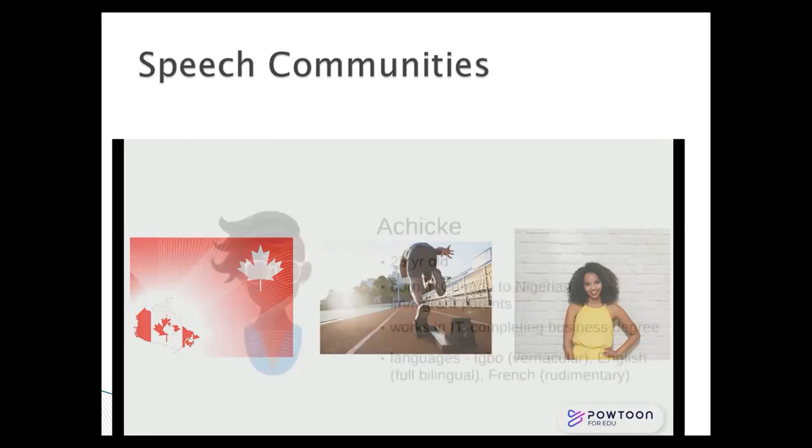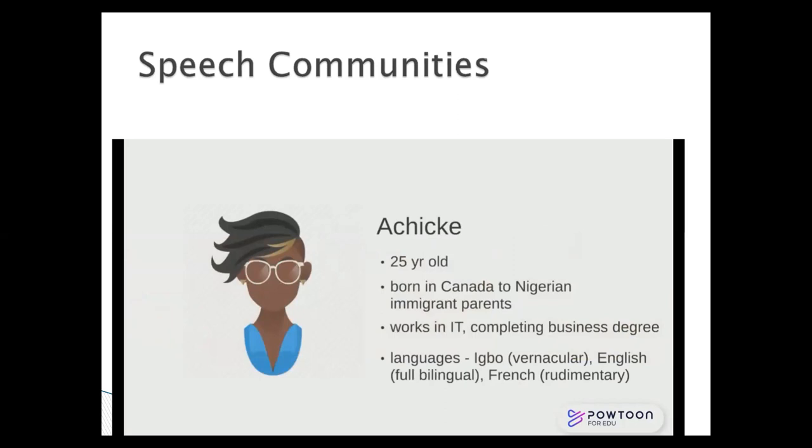Think of a specific student. Let's call her Achike. Achike is a 25-year-old, and she was born in Canada to Nigerian immigrant parents, so she's second-generation Canadian-Nigerian. At present, a little over 17% of the entire Canadian population falls into this category, where at least one parent was born outside Canada. Let's say Achike works in IT, and she's completing a business degree at university. And her languages are Igbo, her vernacular language learned from her parents, English, she's fully bilingual in this language, and French, she is a beginning learner of French. All of these languages, including any variation on these languages that Achike might use throughout her life, comprise her idiolect.